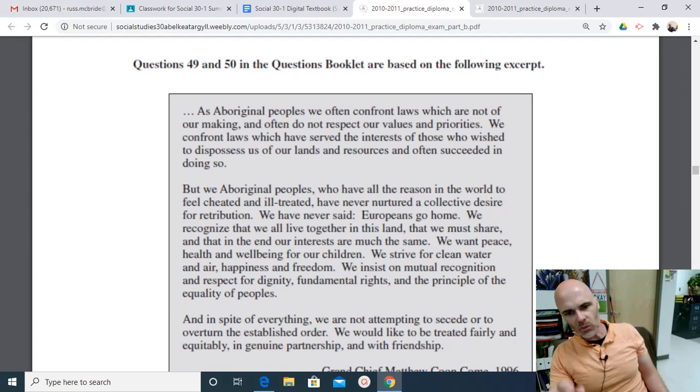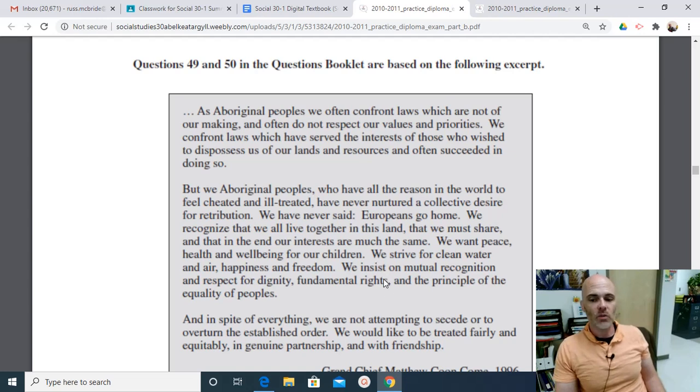We recognize that we all live together in this land, that we must share, and that in the end our interests are much the same. We want peace, health, and well-being for our children. We strive for clean water and air and happiness and freedom. We insist on mutual recognition and respect for dignity and fundamental rights and the principle of equality of peoples.